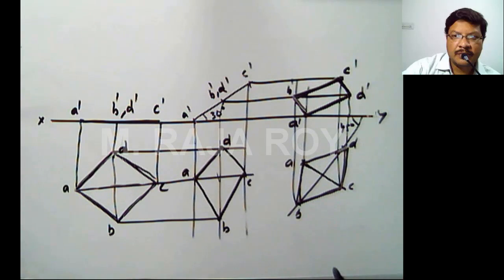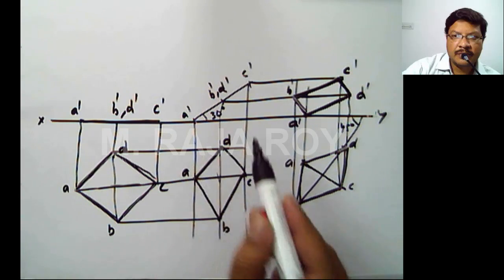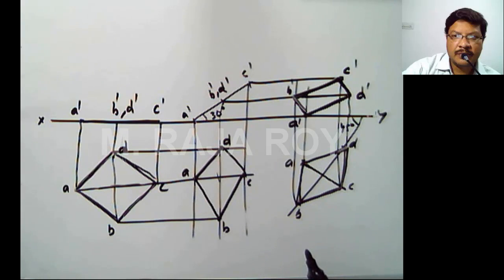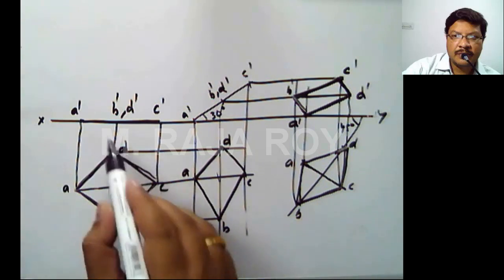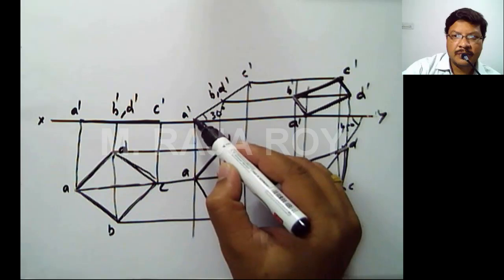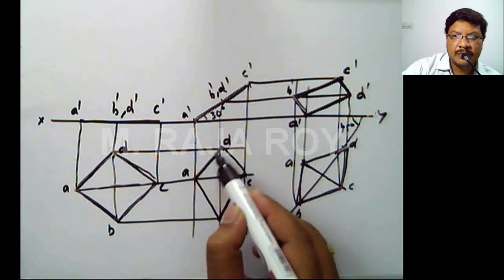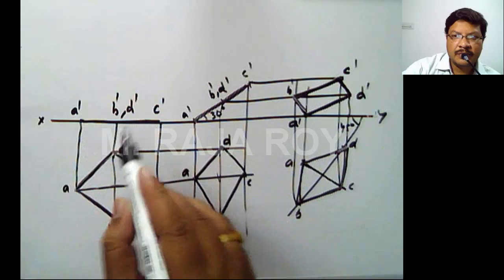Final front view and final top view you have to draw as thick lines. Remaining projections you have to draw with normal lines, and projectors and locus lines you have to draw with thin lines. This is normal, this is normal, this is normal, this is normal, remaining are thin.